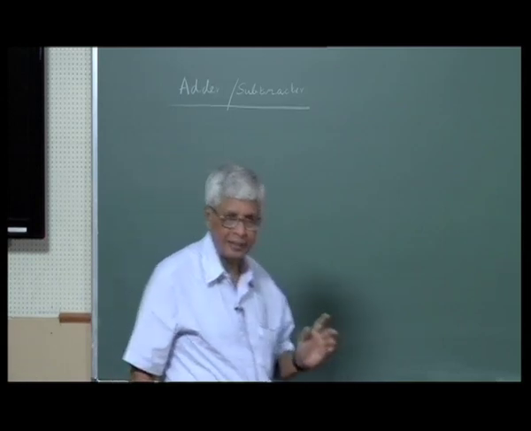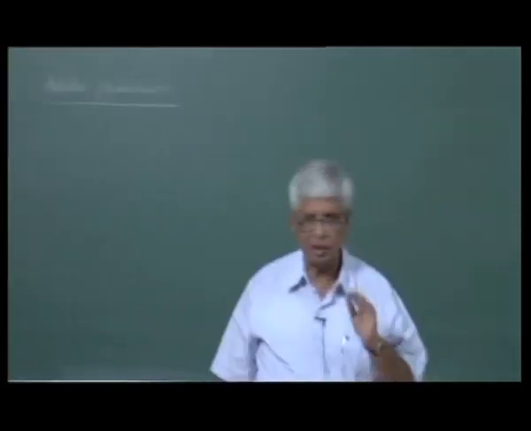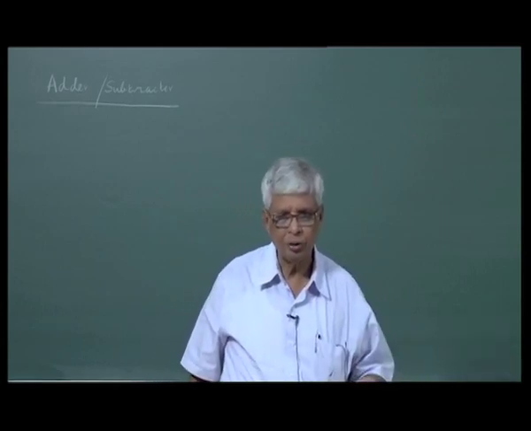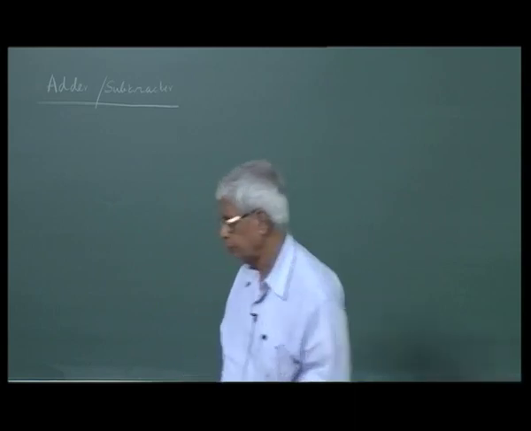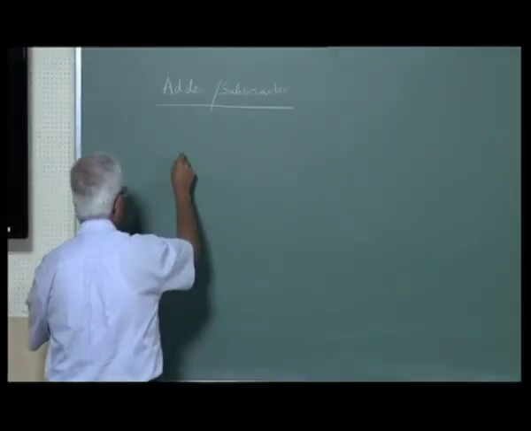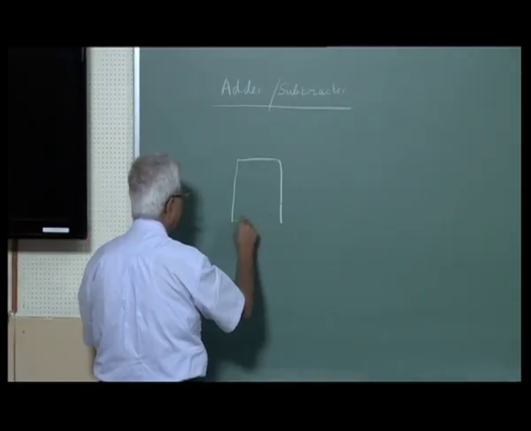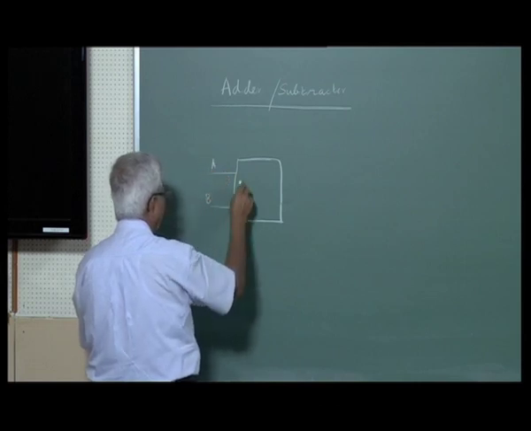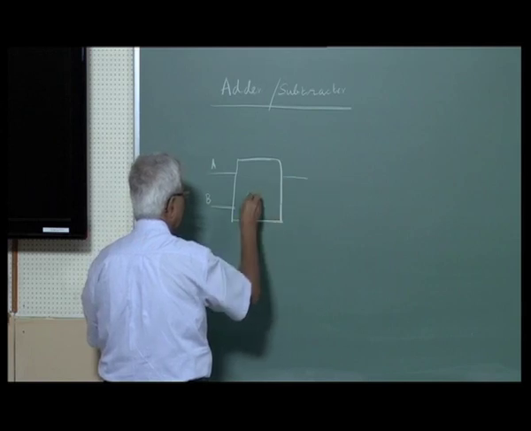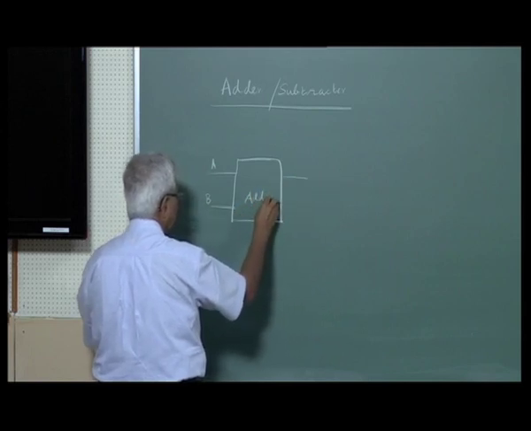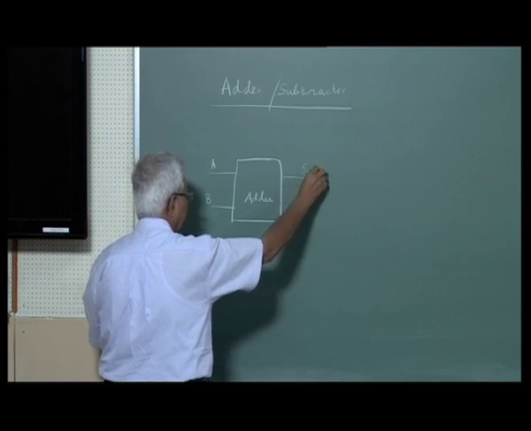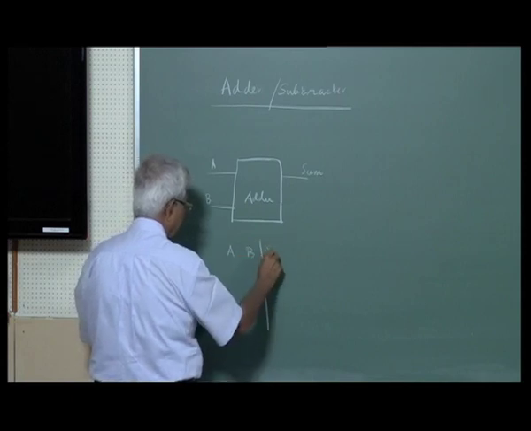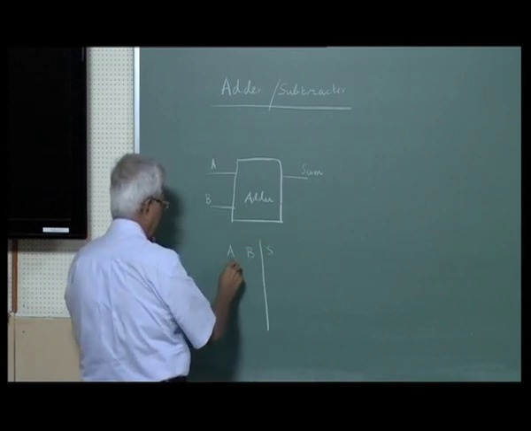We have binary digits, bits, so numbers can only be 0 or 1. It's very simple to add 0 and 0, 0 to 1, 1 to 0, or 1 to 1. So if you have two inputs, A and B, you want to add them. We have a sum. So we have A, B, sum. When both are 0, the sum is 0.